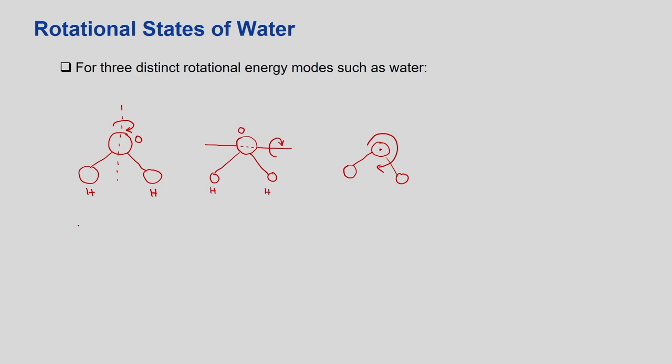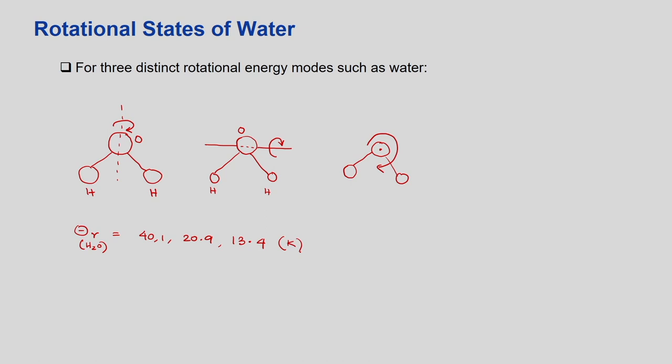The rotational temperatures associated with water are, that is why it is given as 40.1, 20.9 and 13.4. For water, the rotational temperatures comprising 3 different states are equal to 40.1, 20.9 and 13.4. So, these are the rotational temperatures, all units are in Kelvin.